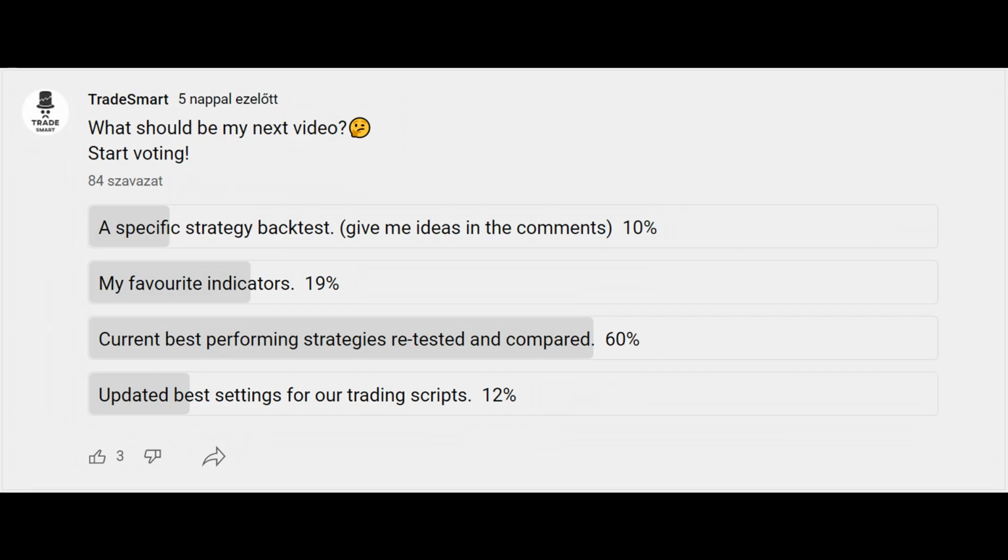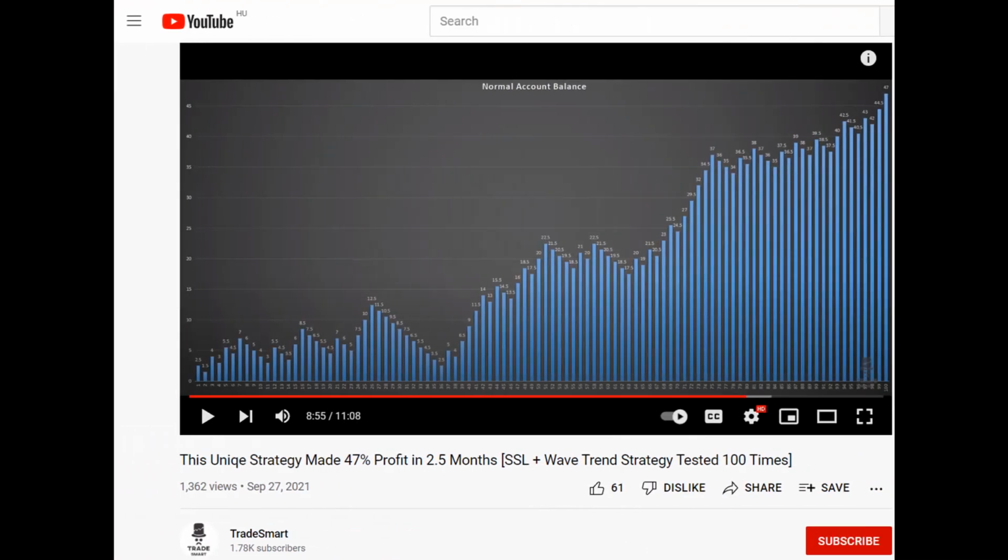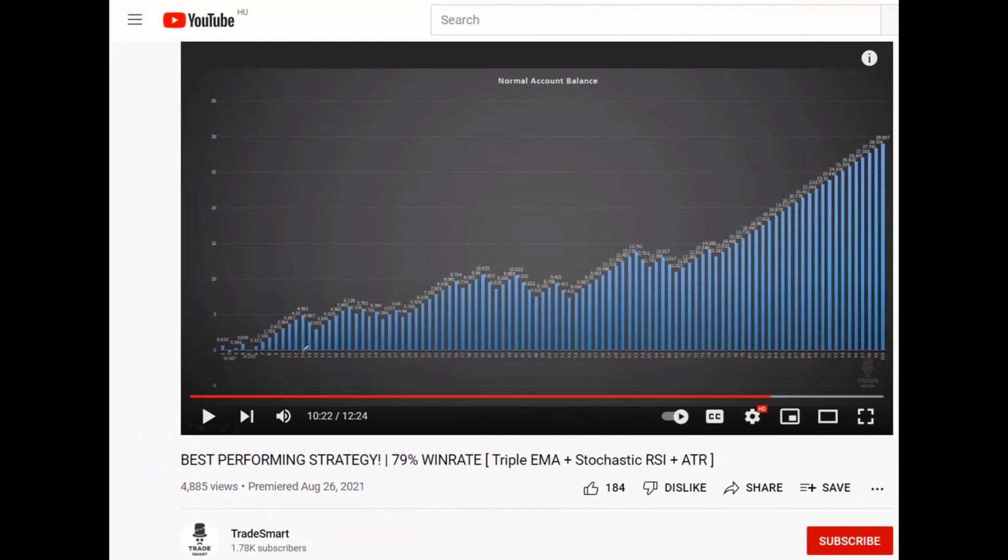The 3 strategies we are going to retest are the simple and profitable forex scalping strategy with a 26% gain on the account, my unique 7 indicator strategy with 47% gain on the account, and the best performing strategy, the triple EMA stochastic RSI strategy with 29% gain on the account after 100 trades. If you haven't seen these strategies backtested 100 times, links down in the description where I give you more in-depth thoughts and results on each of these strategies.